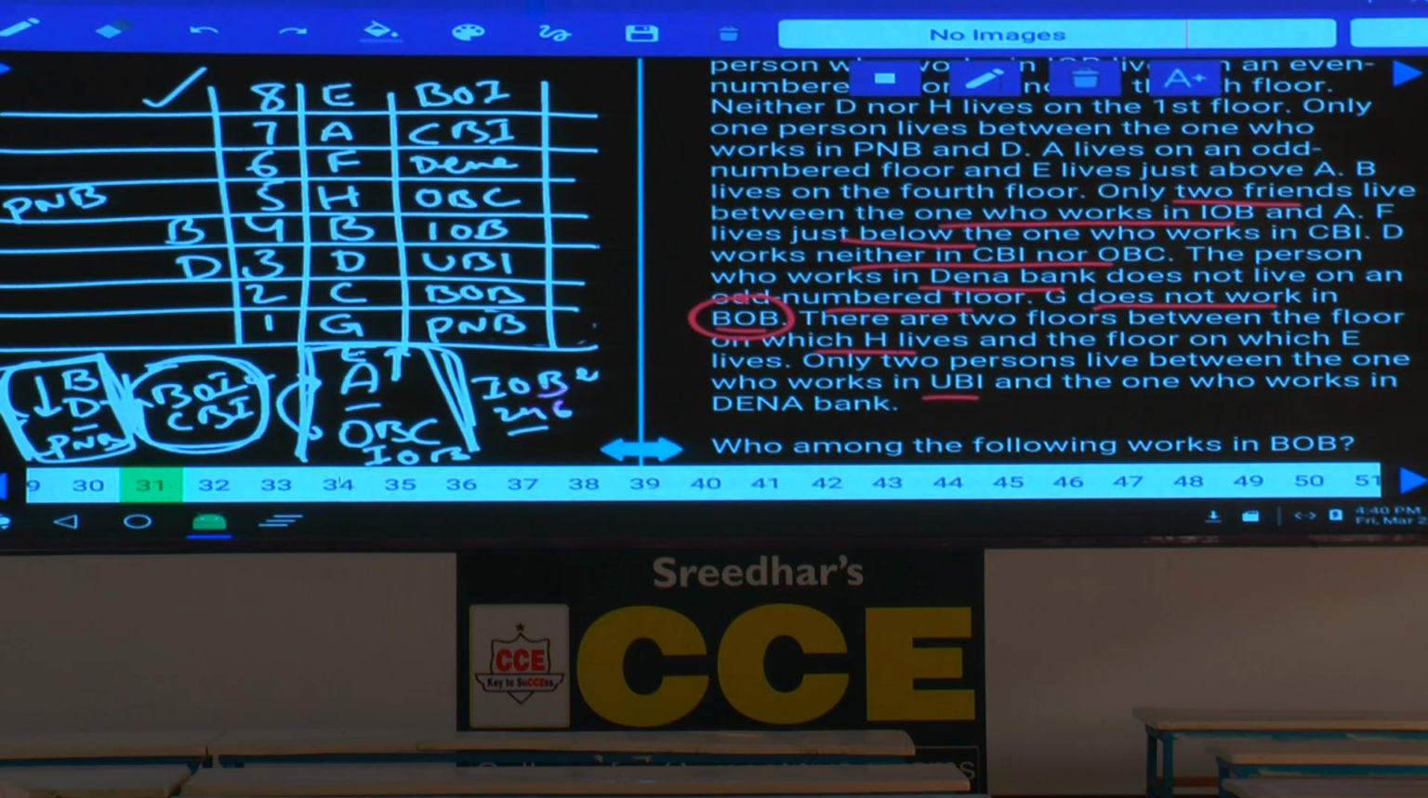Now we are running out of time. The time is already 4:45, isn't it? We are hardly left with around 15 to 20 minutes. Hence, today let us focus only on the puzzles rather than the individual questions. Done?